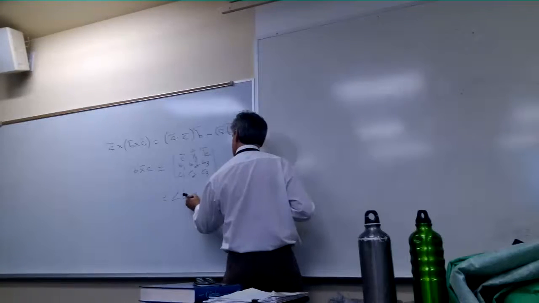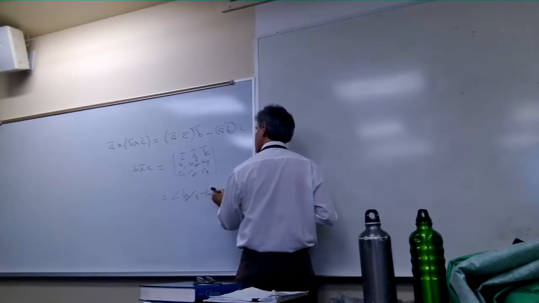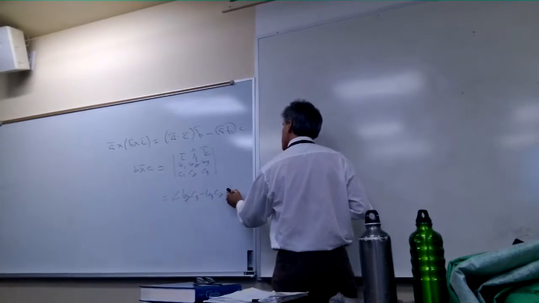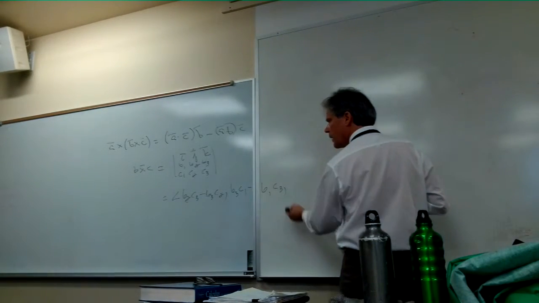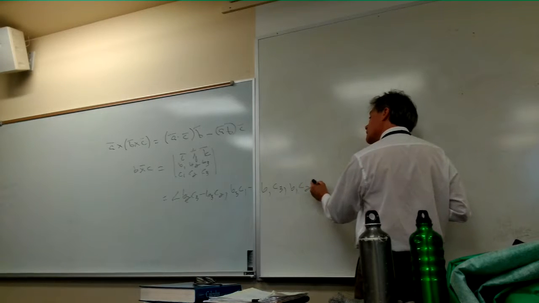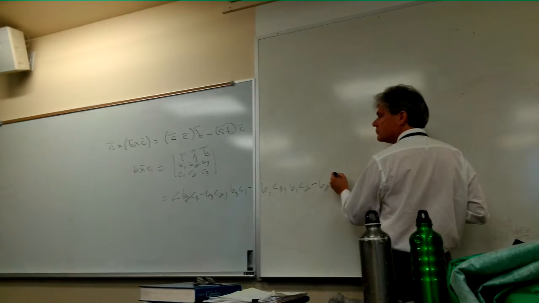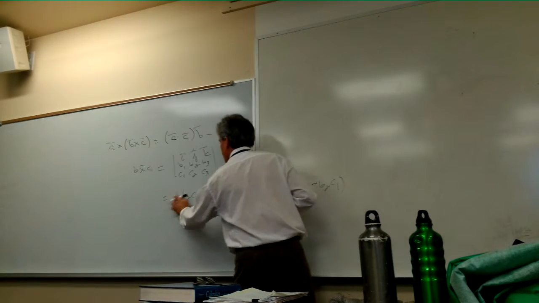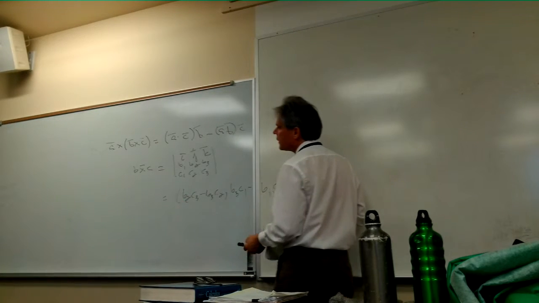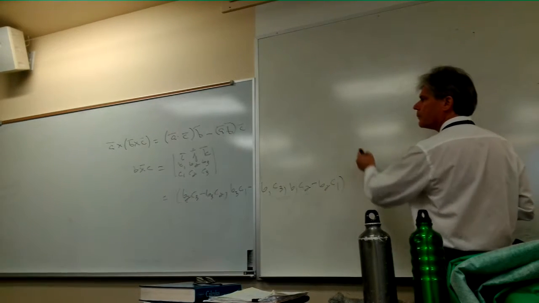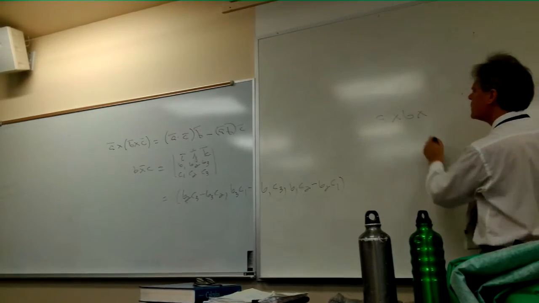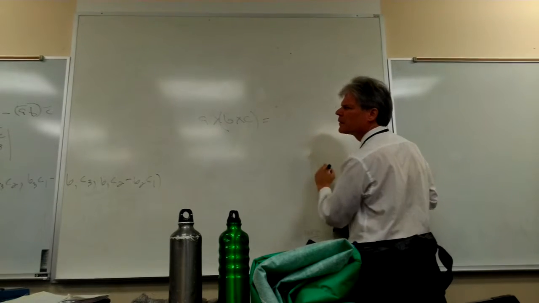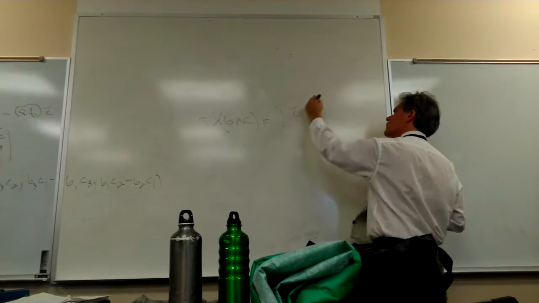C3 minus B3C2, comma, my B3C1 minus my B1C3, comma, my B1C2 minus B2C1. However, if I dive in here and actually compute my A crossed with B cross C, that's going to give me this. I bar, J bar, K bar.